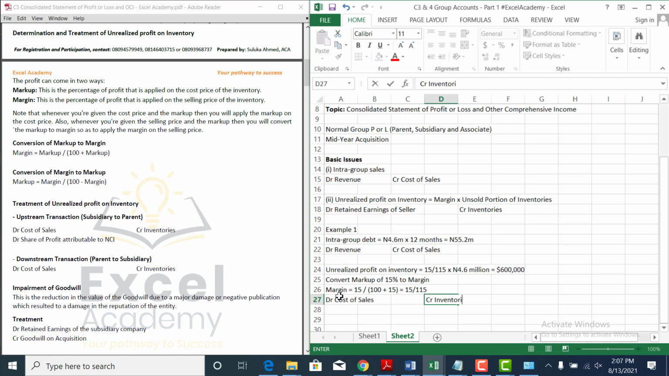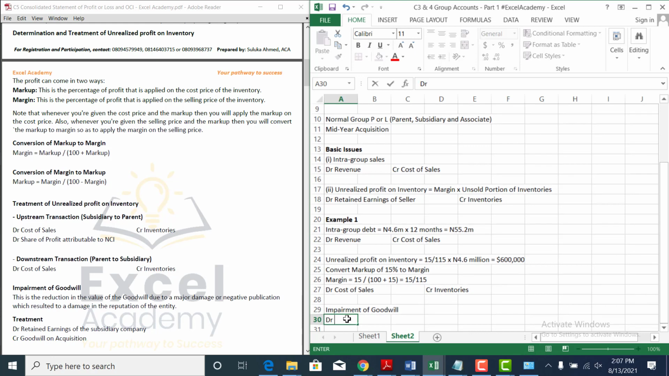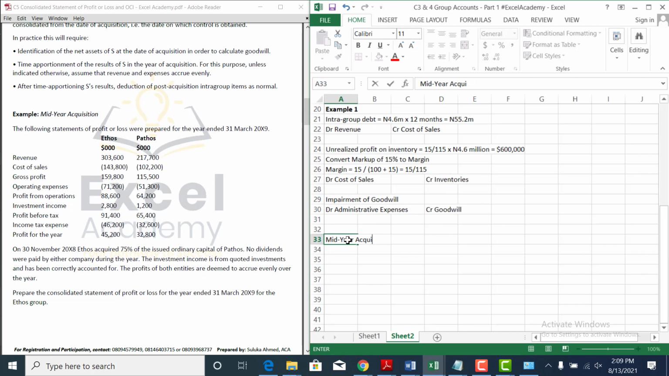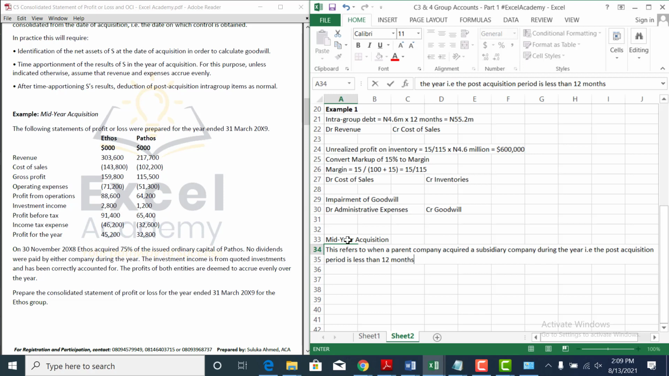So that's in respect to the Consolidated Statement of Profit or Loss, right? Then impairment of goodwill. The treatment would be debit administrative expenses, then you credit goodwill. The mid-year acquisition refers to when the parent company acquires a subsidiary company during the year. The post-acquisition period is less than 12 months.